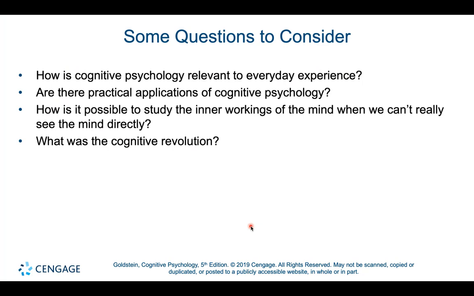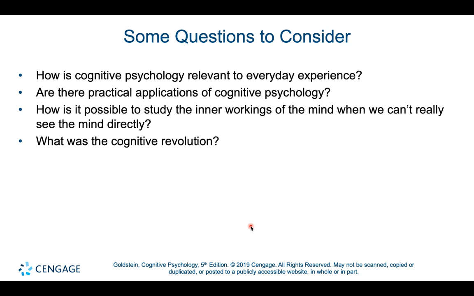So some overarching questions that we're going to intersect with and maybe touch on throughout this chapter are things like, how is cognitive psychology relevant to everyday experience? Maybe we can answer that question after learning a little bit about cognitive psychology. What are the practical applications of cognitive psychology? Why does this stuff matter?